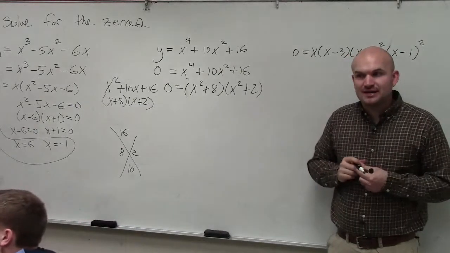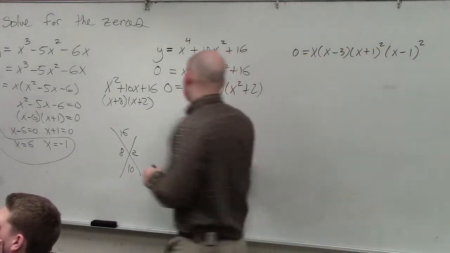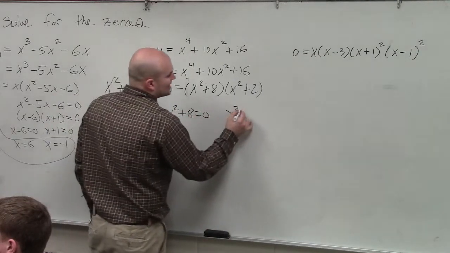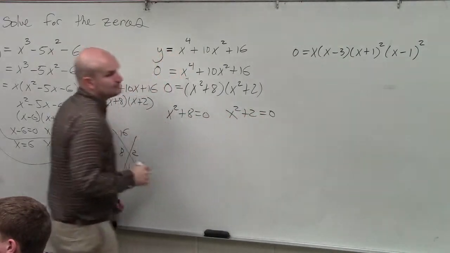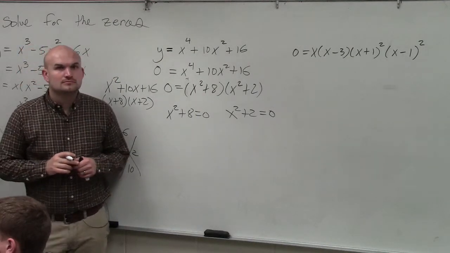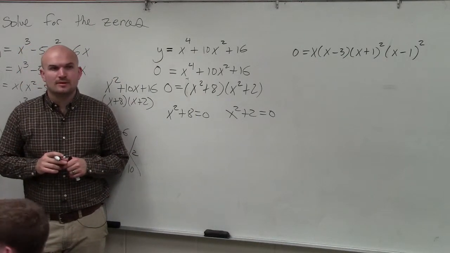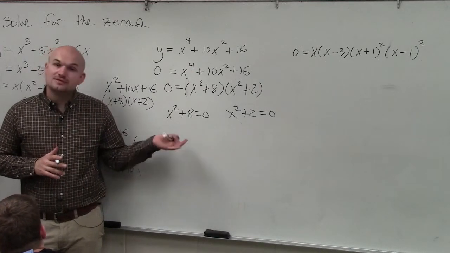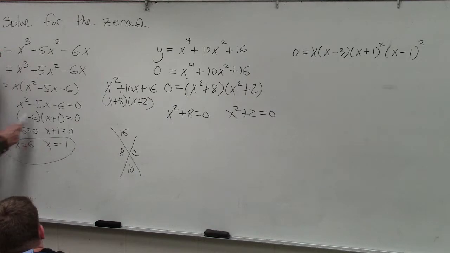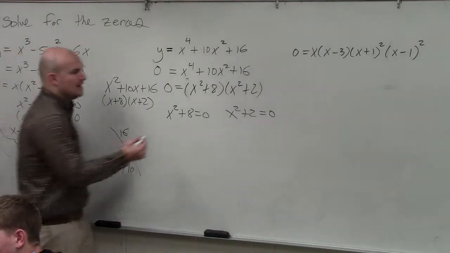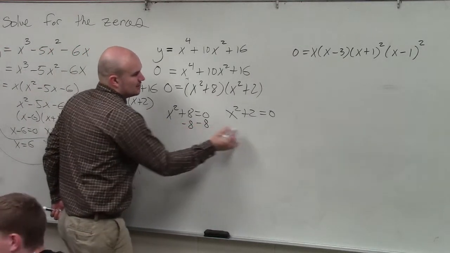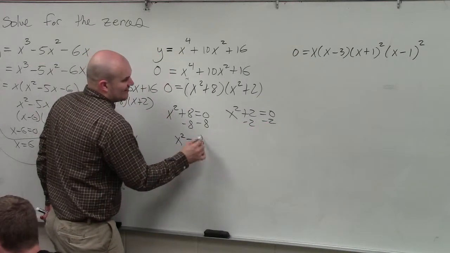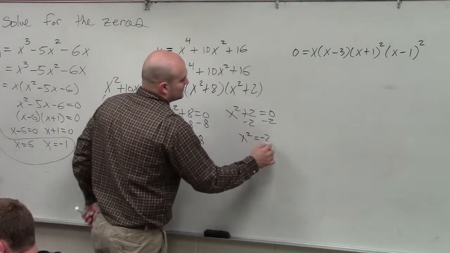Now we do the same thing. We set them equal to 0. So you'd say x squared plus 8 equals 0, and x squared plus 2 equals 0. OK? Everybody follow me to here? Now we need to solve, though. This one's a little bit more difficult. It's not as easy as over here where you're just solving linear equations. Now you subtract 8, subtract 2. So we have x squared equals negative 8, and x squared equals negative 2.